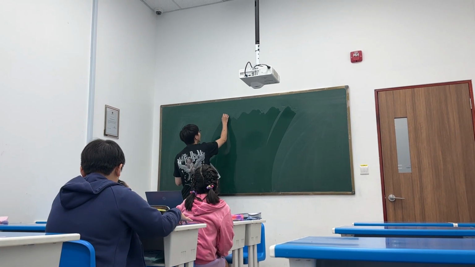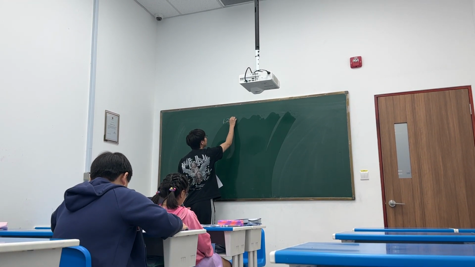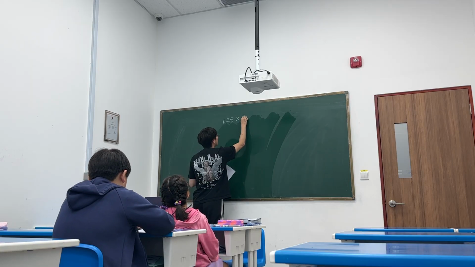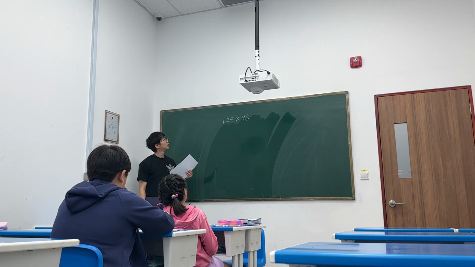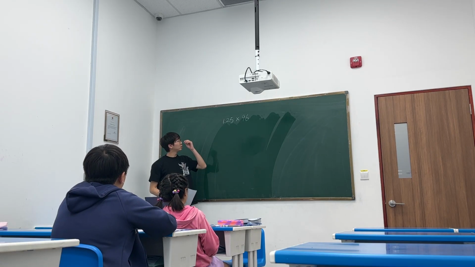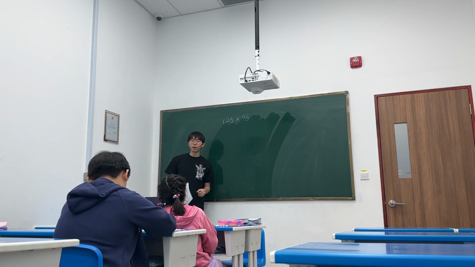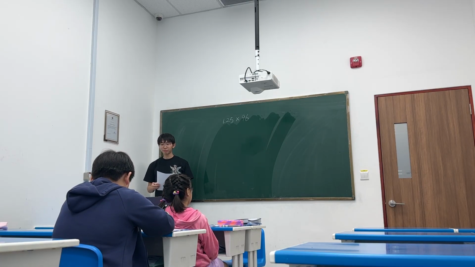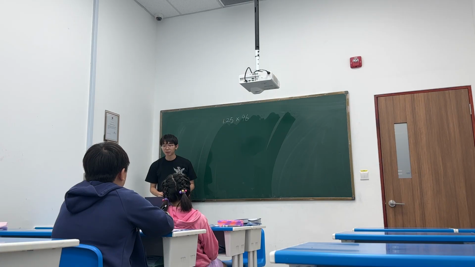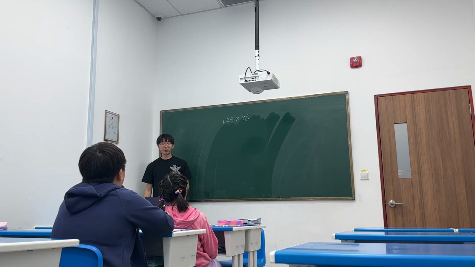Question 2, 1.25 times 96. Okay, now let me ask somebody. Now we're trying to do the decimal multiplication. What should we do first, Bernice? Take away the decimal point, very good.